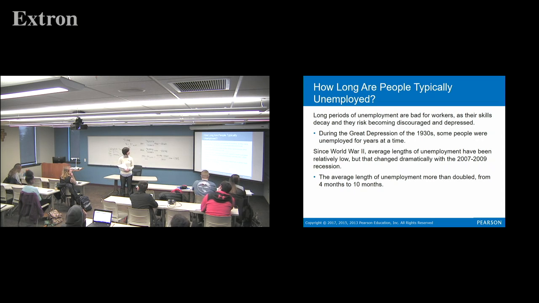And long periods of unemployment are bad, obviously, because skills decay and people become more discouraged and more depressed, right? Since World War II, average lengths of unemployment have been relatively low, but that changed dramatically with the 2007-2009 recession. The average length of unemployment more than doubled from 4 months to 10 months. Even states had to modify their unemployment laws.